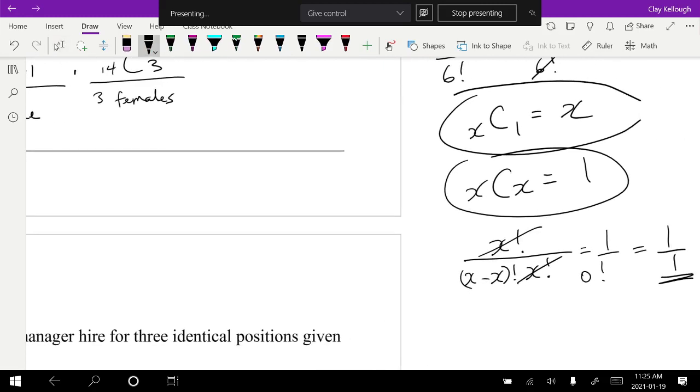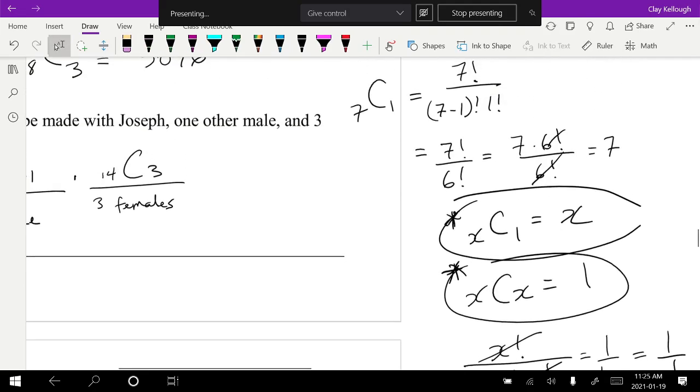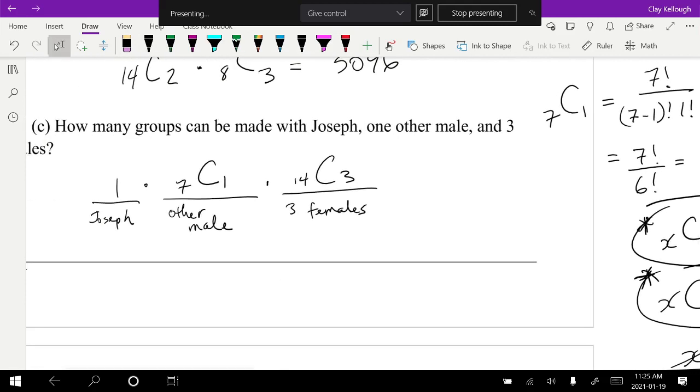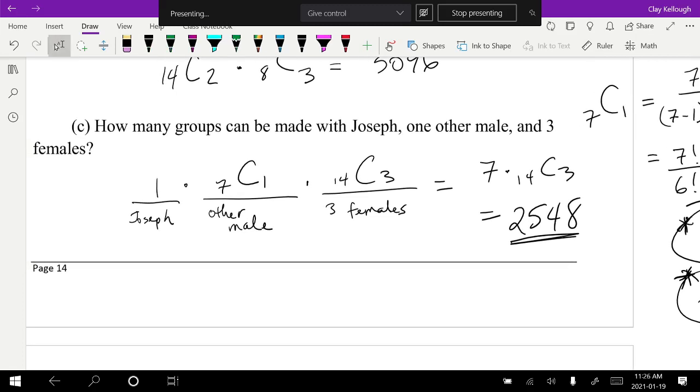So these are 2 facts that you can use to solve anything where it pops up without having to punch extra buttons. So back in the problem we were looking at, that's really just 1 times 7, which I'm just going to say is 7, times 14 choose 3. That I'll now run through my calculator. 7 times 14 choose 3, 2548. There are 2,548 ways to make a group with Joseph, another guy, and 3 girls. Okay? All right.